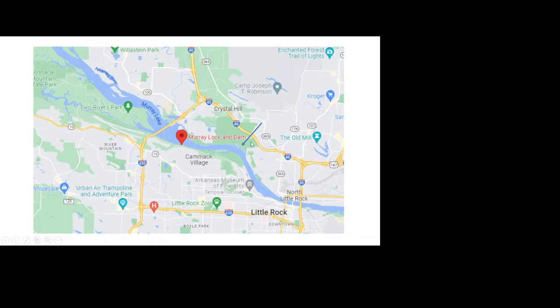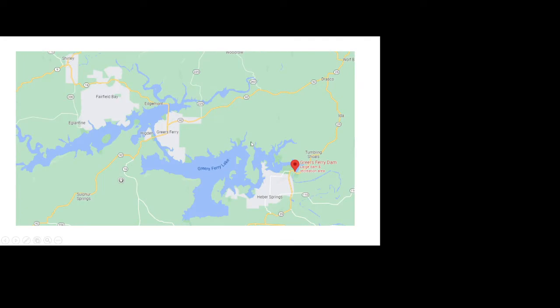If you look at the downstream channel and compare that to the upstream channel, you can see that there's not much difference in the size between the upstream and the downstream. The upstream is a little bit wider, but you don't see a significant difference, especially when you compare it to a true storage reservoir like Greers Ferry Dam, which is located right here.